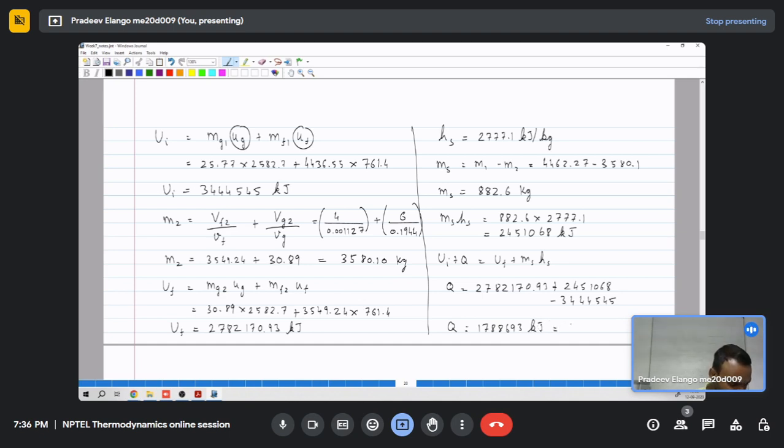So writing in terms of megajoules, we will have 1788.7. Okay, problem is clear.